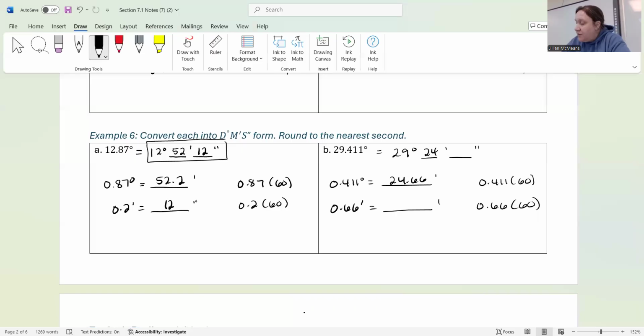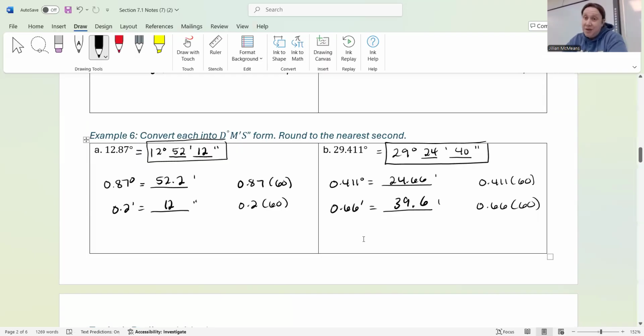Now, unfortunately, we don't have a smaller unit than seconds. So this is where we would have to round to the nearest second. So we have 39.6 seconds. Is that closer to 39 seconds or 40 seconds? This is going to round to 40 seconds. So 29.411 degrees is equal to 29 degrees, 24 minutes, and 40 seconds, okay?